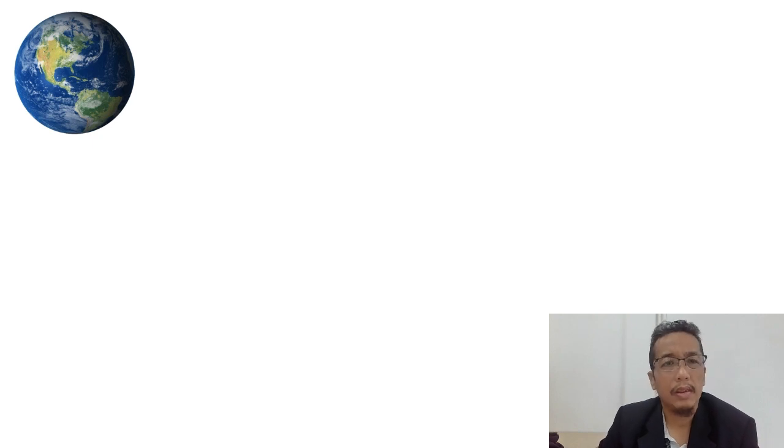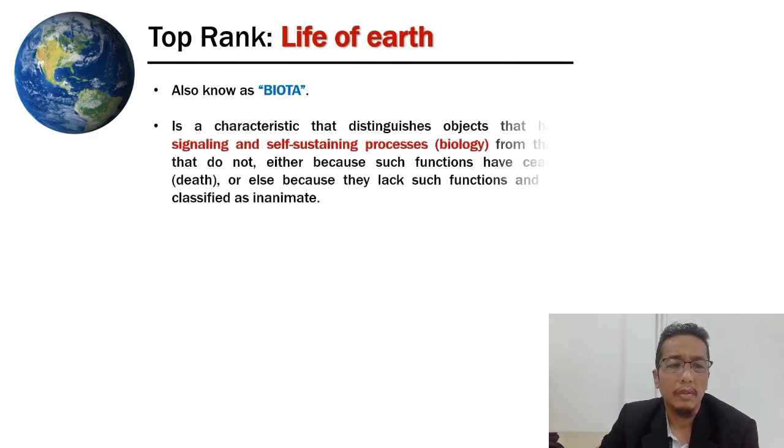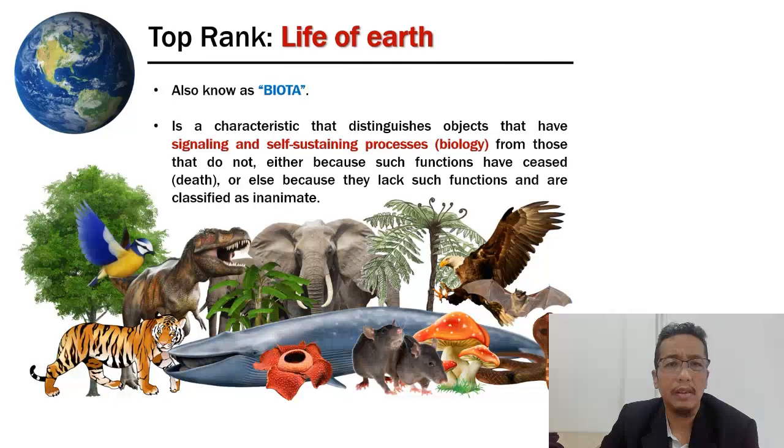Now we take a closer look at the top rank of the biological classification, life on Earth. This rank is also known as biota. Biota is all living things on Earth. It is a characteristic that distinguishes objects that have signaling and self-sustaining processes of biology from those that do not, either because such functions have ceased or died, or else because they lack such functions and are classified as inanimate.